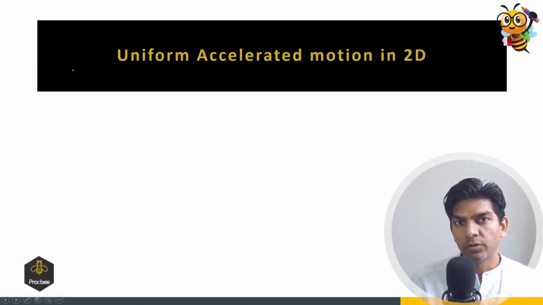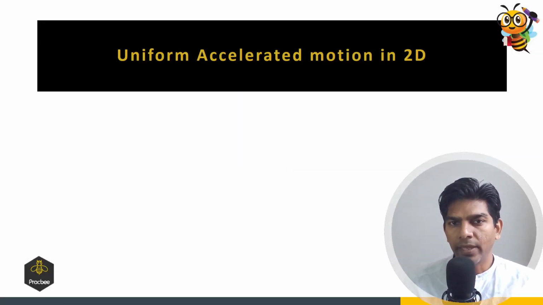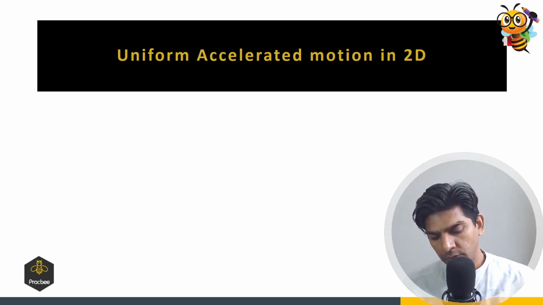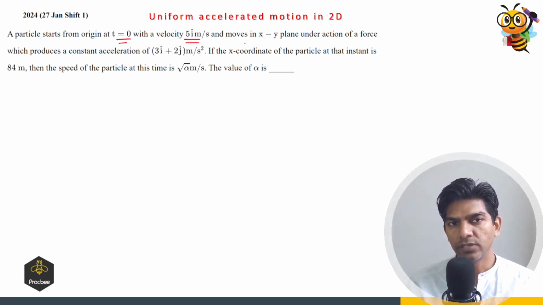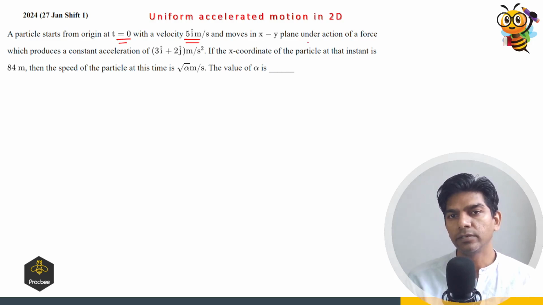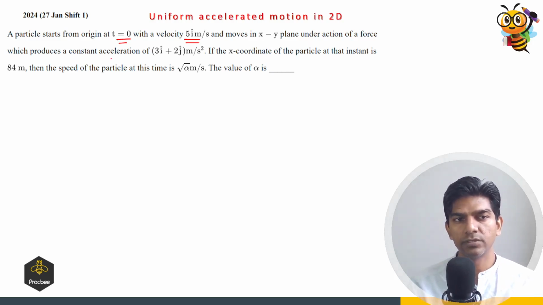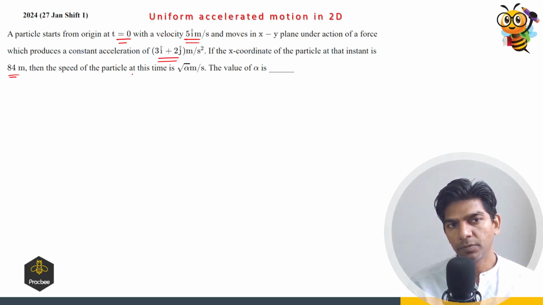Now let us see the next problem type, which is based on uniformly accelerated motion in 2 dimensions. So let us see the very first question. A particle starts from the origin at t equals 0 with a velocity 5 i cap meters per second and moves in the xy plane under the action of a force which produces a constant acceleration of 3 i cap plus 2 j cap meters per second square. If the x coordinate of the particle at that instant is 84 meters, then the speed of the particle at this instant will be √8.